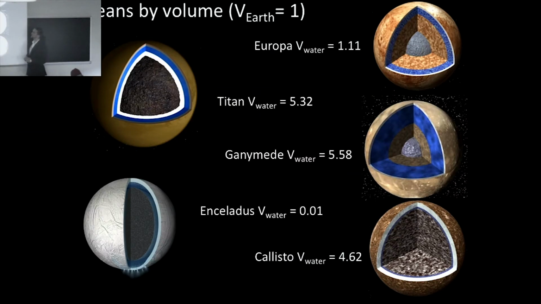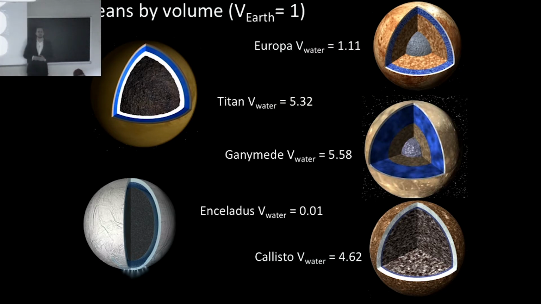I would like to finish with this slide that shows, to our best knowledge, the volumes of oceans inside those icy satellites. This is normalized to the volume of oceans on Earth. So 1 means it's the same volume as Earth, 5 means 5 times larger. Just think about that for a second. Except for Enceladus, there's more water on these icy satellites than on Earth.